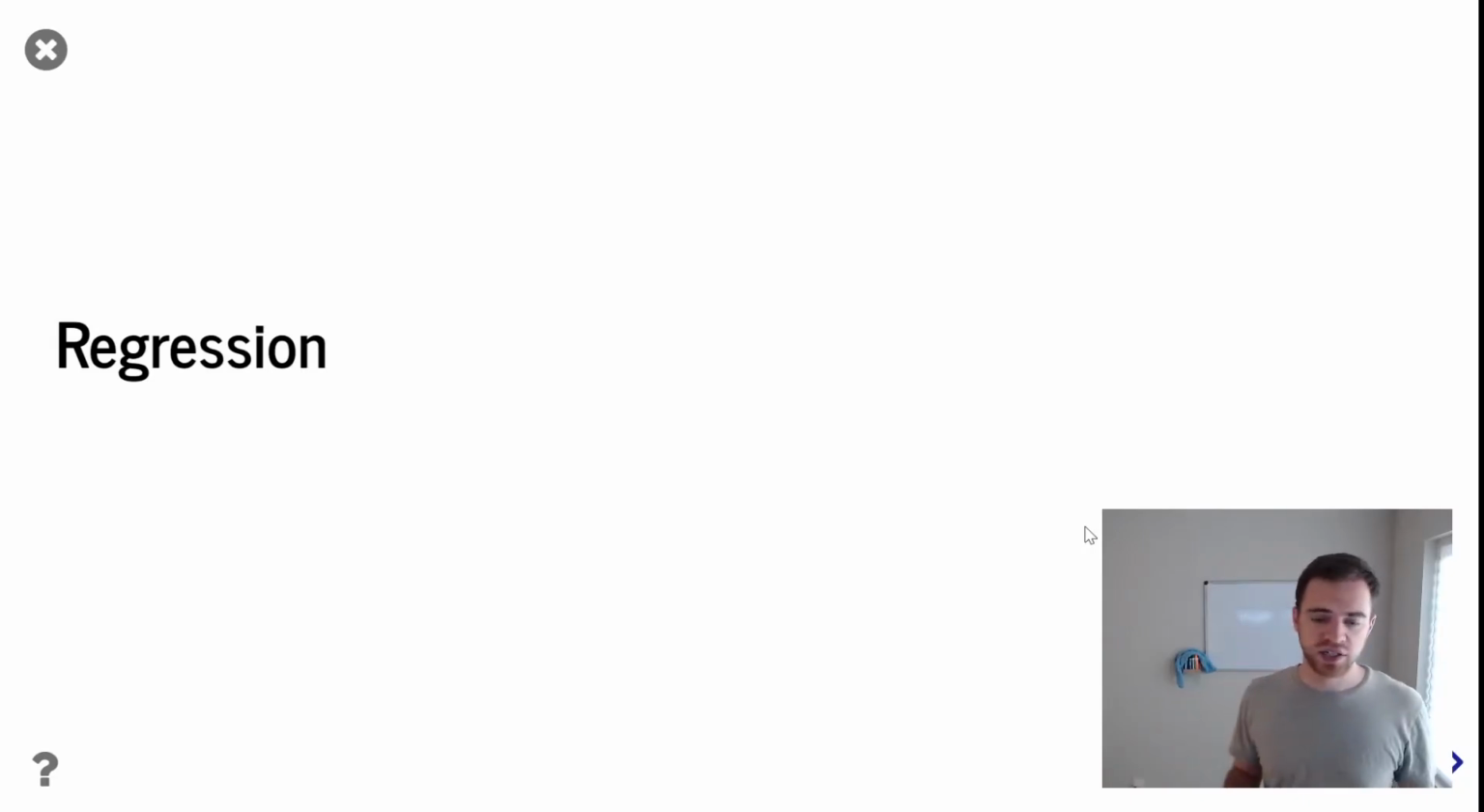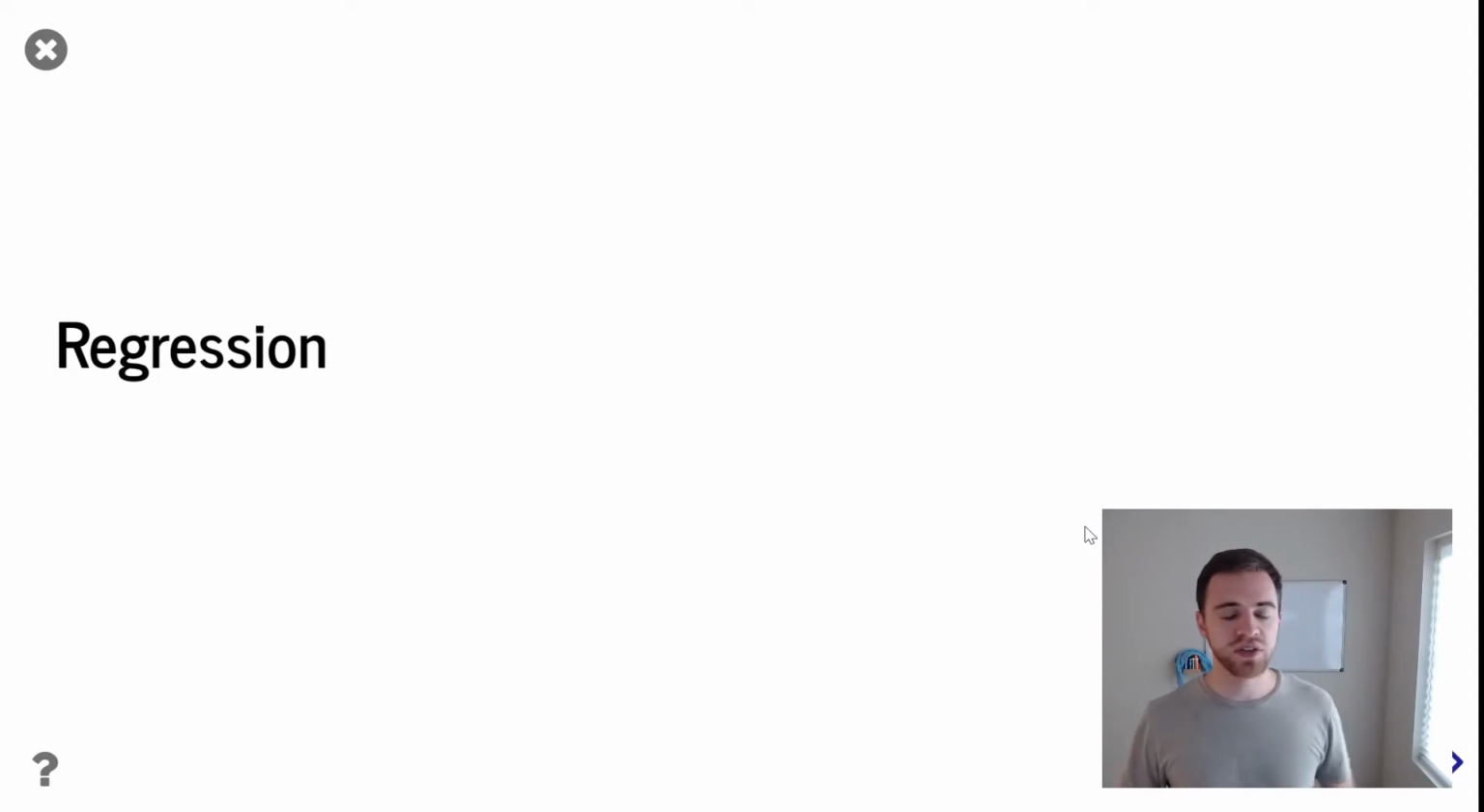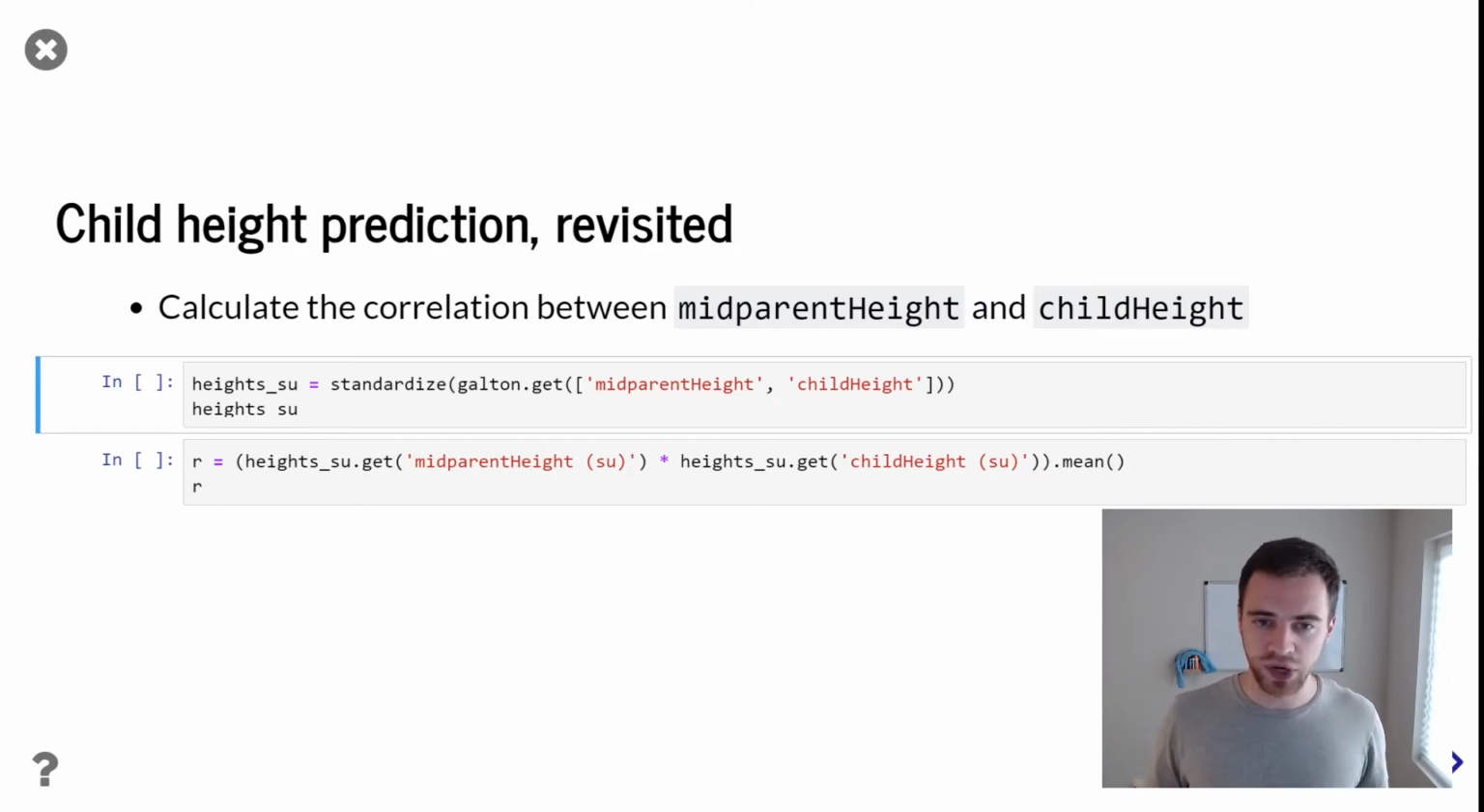So we started out the lecture talking about prediction, we're going to talk about regression, and then we went and talked about association and correlation. What does this have to do with regression? Well, it turns out it has a lot to do with regression. So let's take a look at our parent height data set.